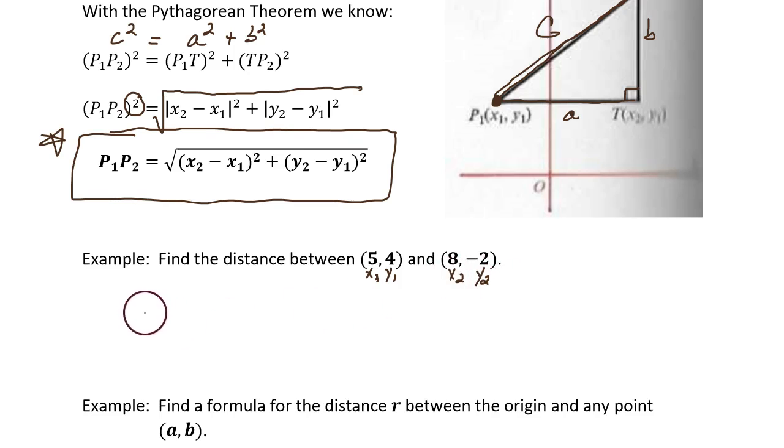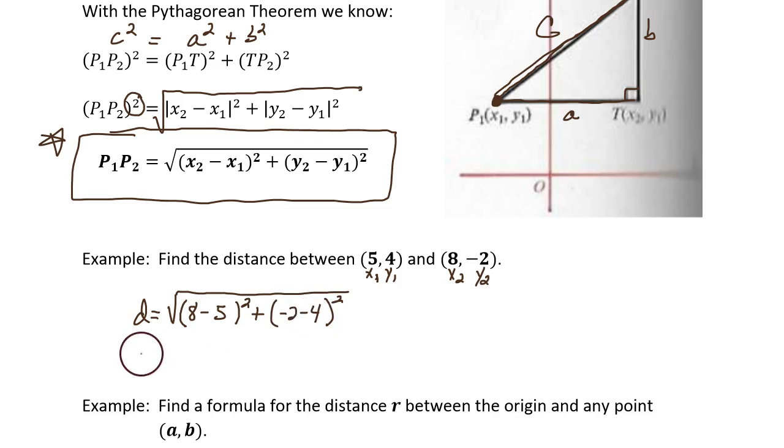So to find the distance, maybe we'll just call it d for distance. We take a square root. In the square root, we have a set of parentheses squared plus another set of parentheses squared. And let's think about what goes in these parentheses. Looking right here, we see that we're subtracting our x values. So we have 8 take away 5. Looking in the second set of parentheses, we see that we're subtracting our y values. So we have -2 take away 4.